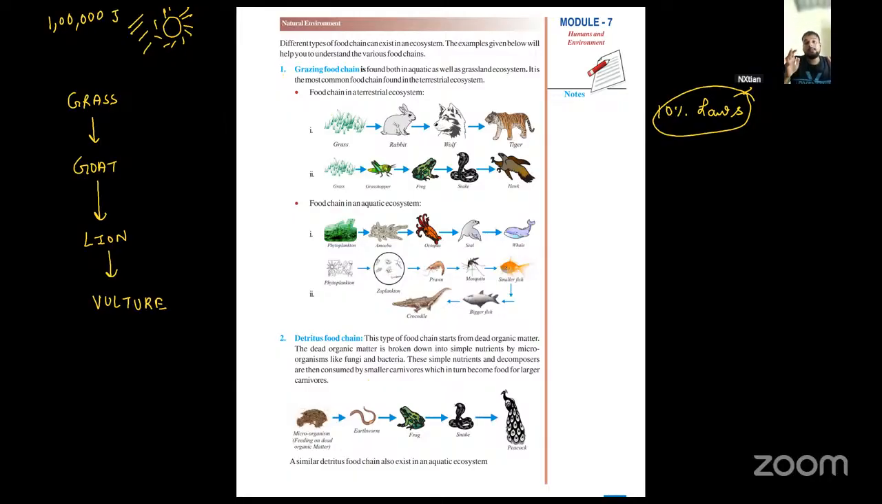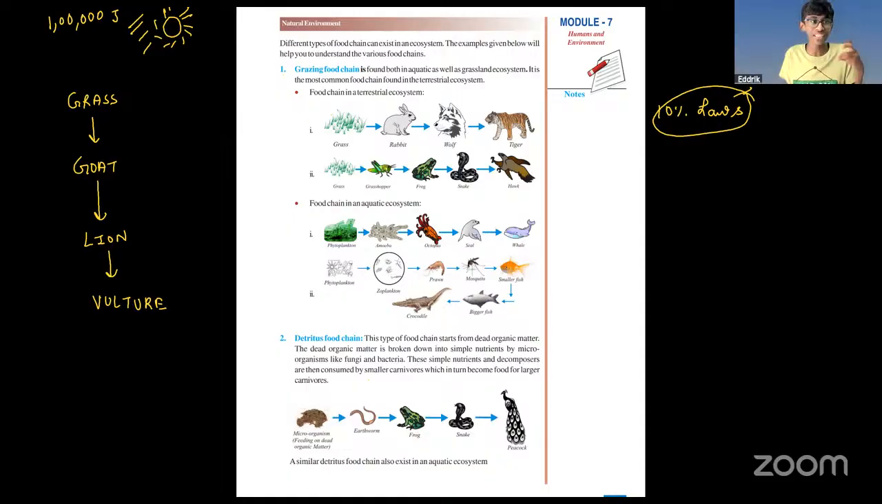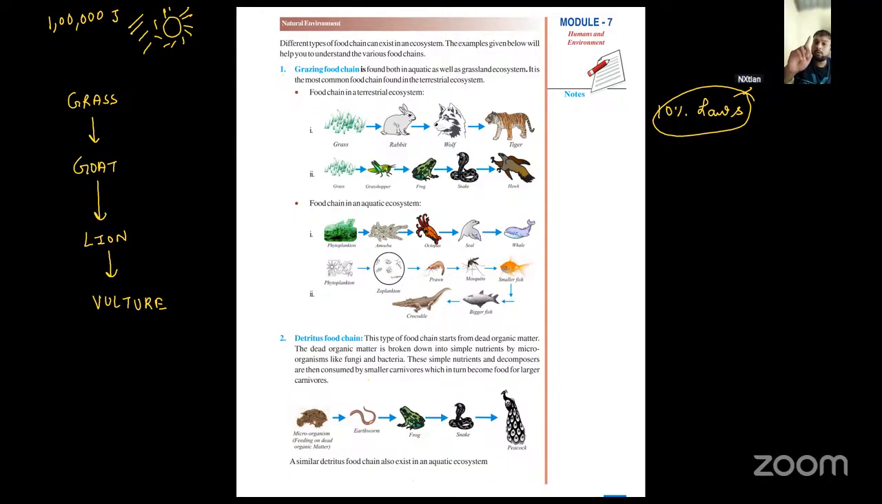So grass will make only 1% of it. Okay, everyone, please pay attention. Don't write, I'm telling something. Like the sun gives 1 lakh joule of energy, for example. So grass will only consume 1% of the energy of the sun. I'm saying from sun to grass only 1%. But then grass to goat to lion to vulture, every time 10%. Don't be confused. Sun to grass only 1%.